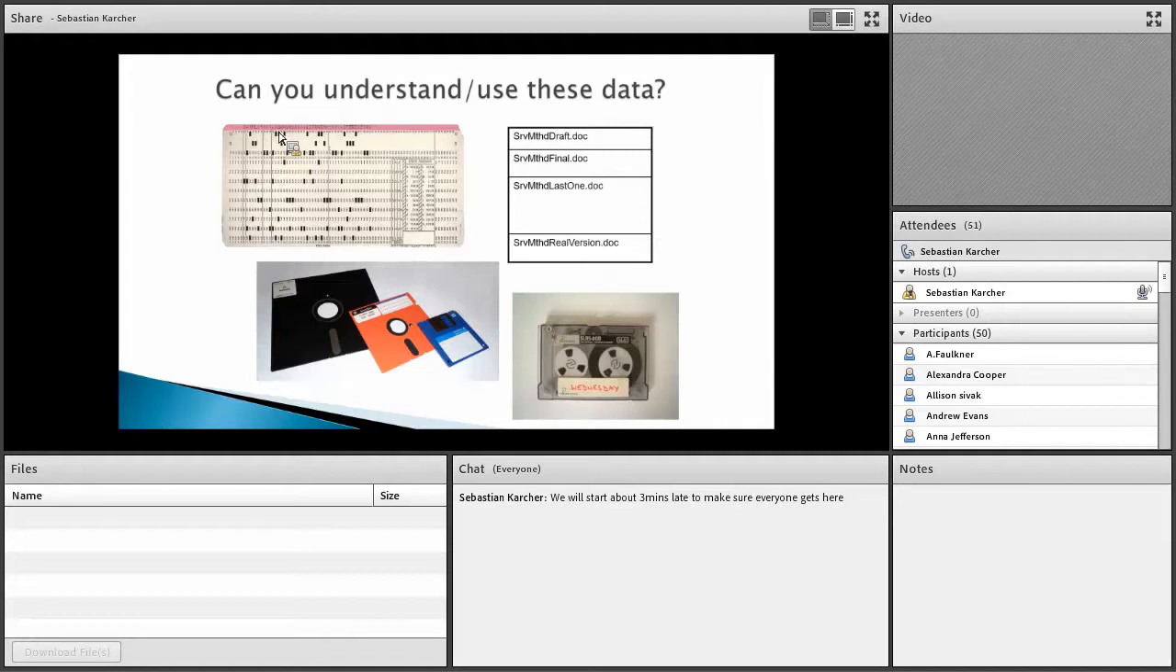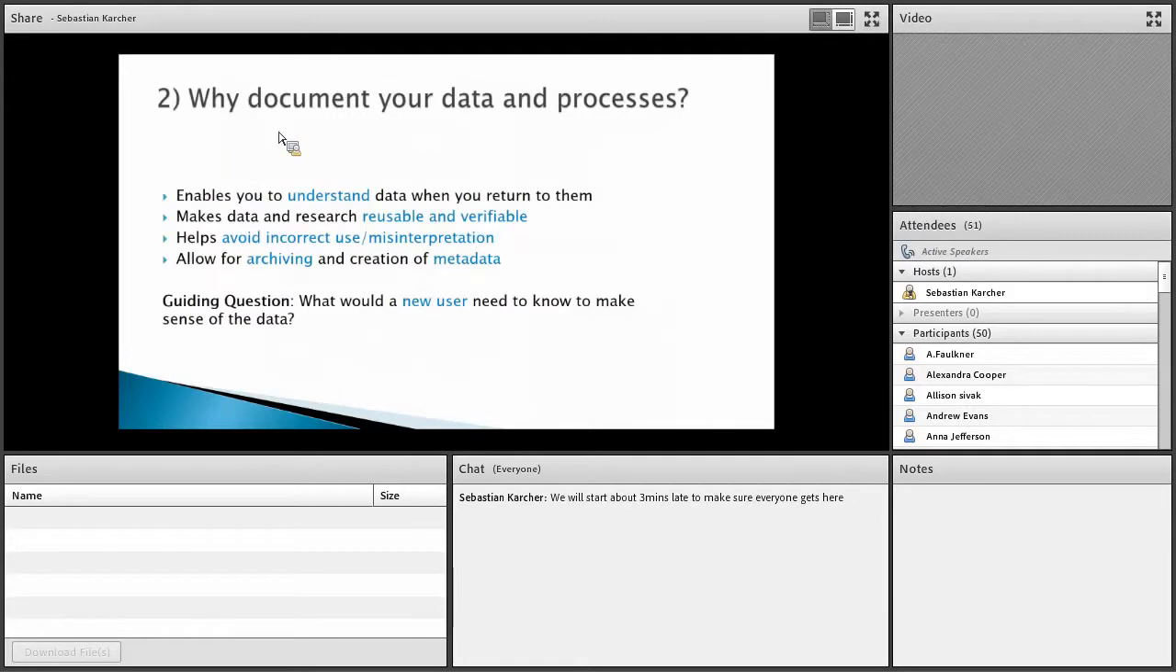or one's own future self to make sense of such data, even if they're in obsolete formats. And then the little chart here makes a slightly different point, but again, it's about naming conventions. If the naming convention is not thought out in the beginning and not described as part of the documentation files, making sense of final versus last one versus real version becomes very difficult. Those are just two examples of the kinds of things, naming conventions and file formats, that are part of the documentation.